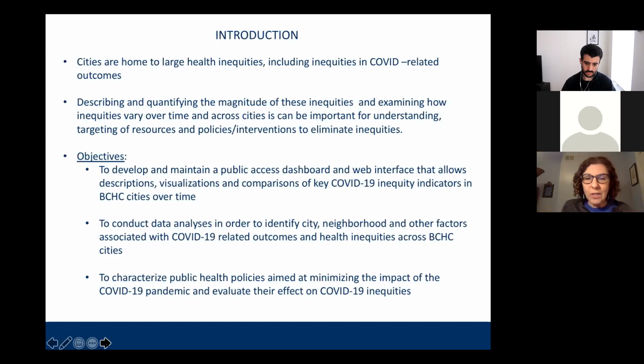Other parts of the project, which we will not focus on today, are to conduct data analysis in order to identify city, neighborhood, and other factors associated with COVID-19 related outcomes and health inequities, and to characterize public health policies aimed at minimizing the impact of the COVID-19 pandemic, and in particular, focused on reducing inequities in the COVID-19 pandemic.